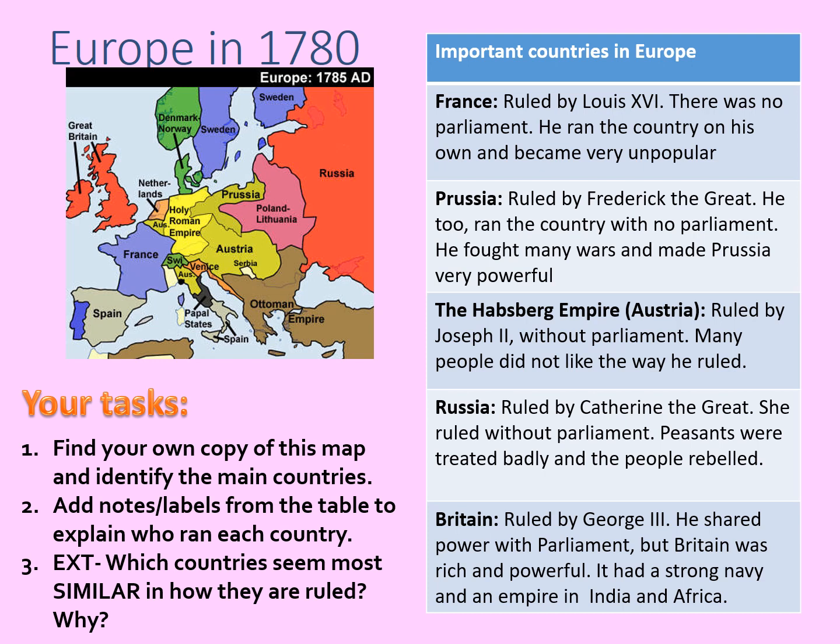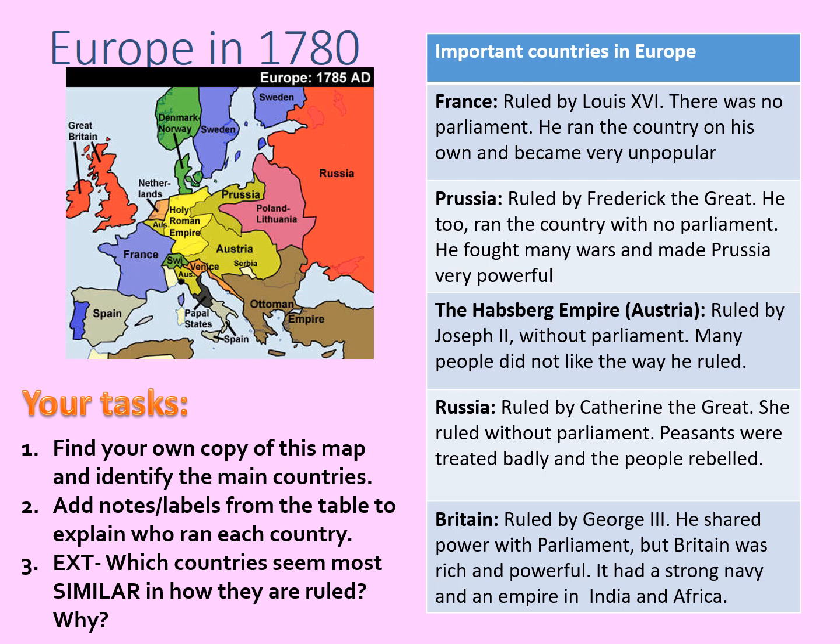There was no parliament in this country, and he ran the country on his own and became very unpopular. Then there's Prussia. Not Russia, Prussia. This was ruled by Frederick the Great. He too ran the country with no parliament. He fought many wars and made Prussia very powerful. That meant that he was actually really popular with his people.